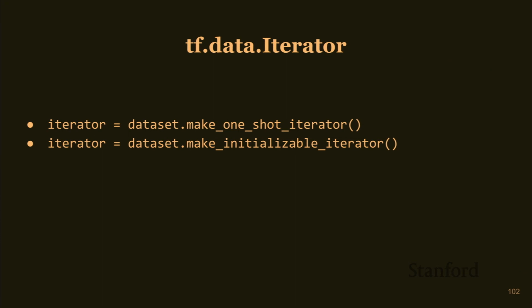So you can create an iterator. There are two ways to create iterators. The first is to make a one-shot iterator, which just goes over the dataset exactly once. You don't have to initialize it. It just runs until the end of the dataset and it's finished. You cannot restore it. That's difficult because oftentimes you want to train the model on the dataset multiple times, over different epochs.